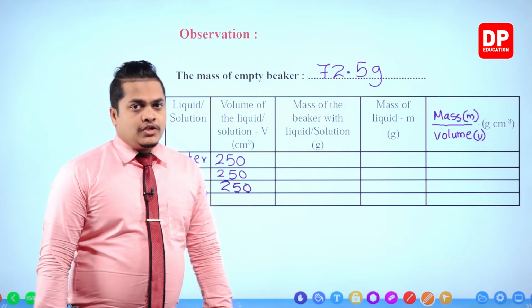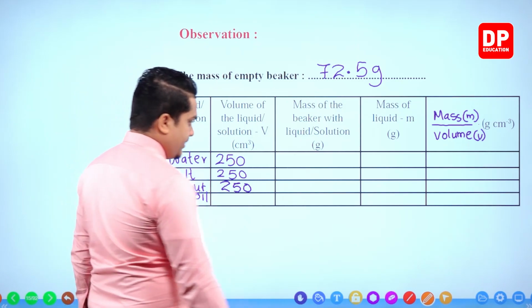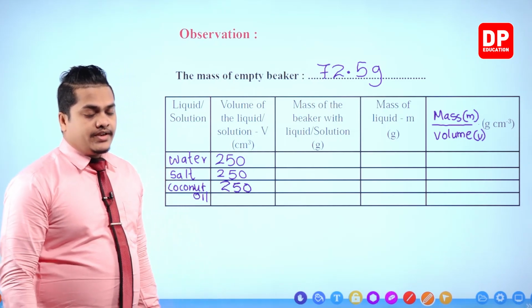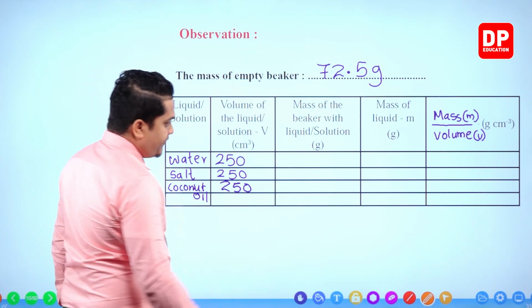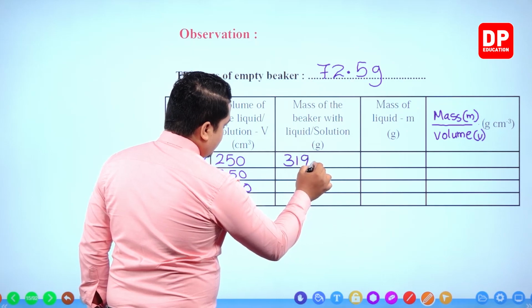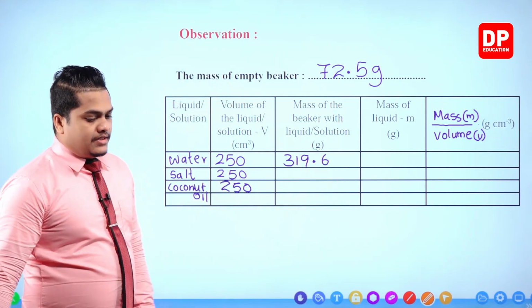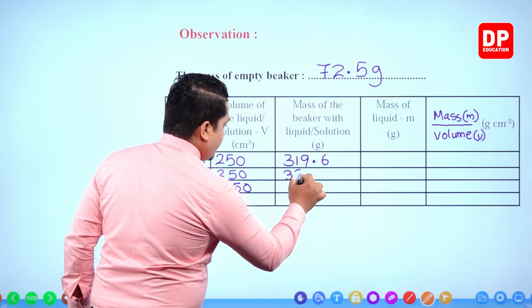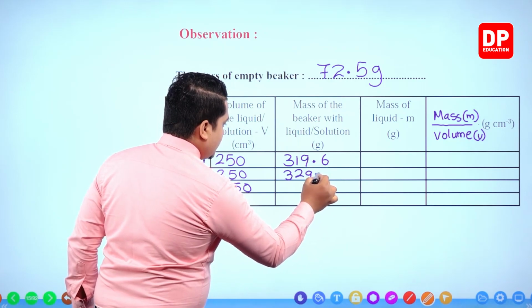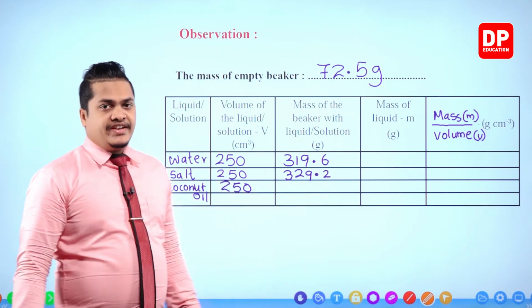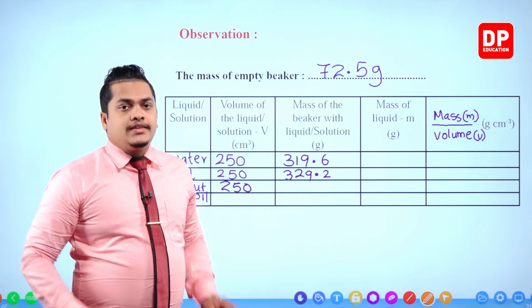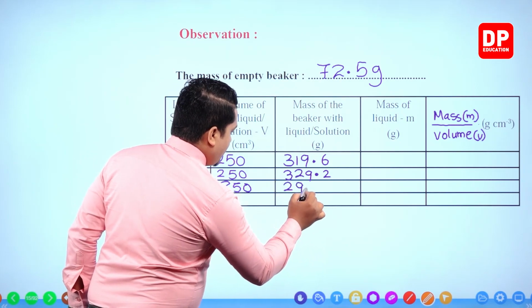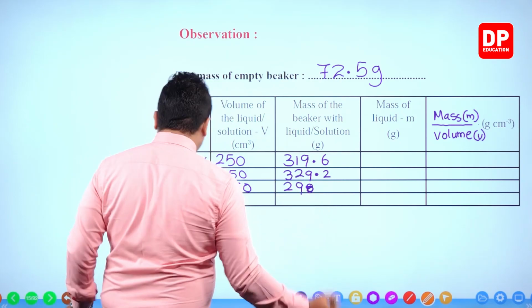Now the mass. The mass of the first one, we measured, my dear children, was 319.6. Then the second one, 329.2. Then, my dear children, the third one, 298.2.